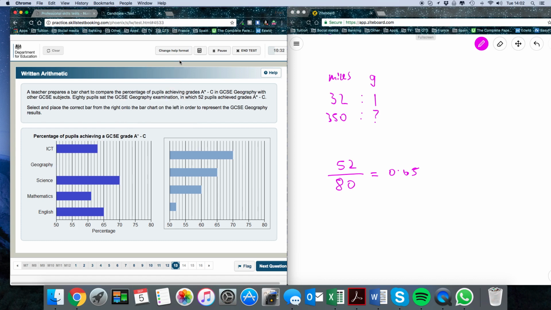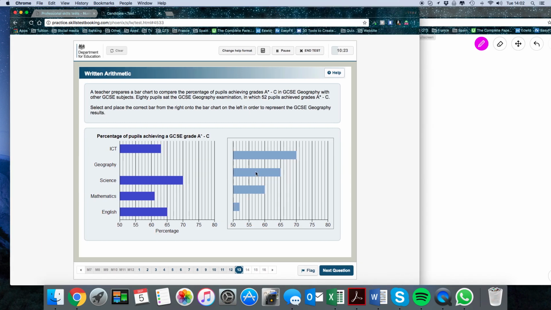So all you've got to do is go to this right hand side graph, and we've got to basically select the bar. I've got to move it across. It does tell me, I just needed to read it better. Select and place the correct bar. There you go.